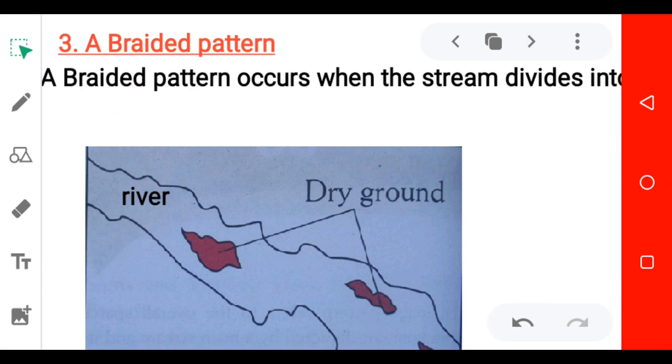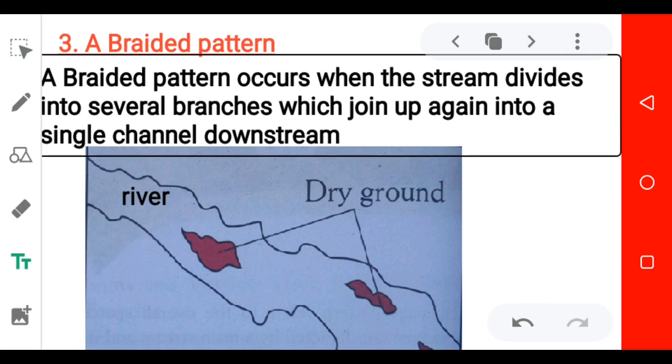Now we have a braided pattern. A braided pattern occurs when the stream divides into several branches which join up again into a single channel downstream. Can you see the river divides? Can you see the dry ground? It divides, then closes up again, then divides again, then closes up again. This is a braided pattern.